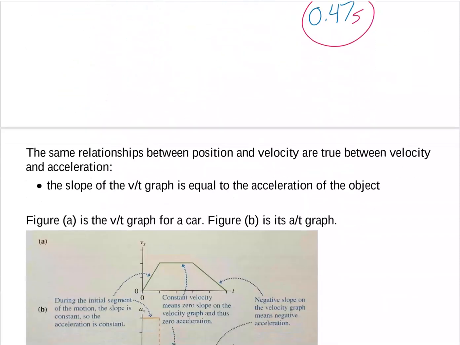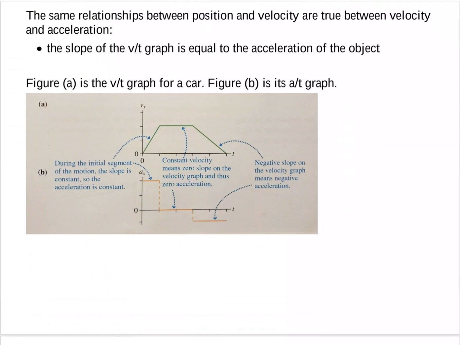Okay, so the same relationships between position and velocity are true between velocity and acceleration. The slope of the velocity versus time graph, the v-t graph, is equal to the acceleration of the object. Just like the slope of the position versus time graph is velocity, okay?